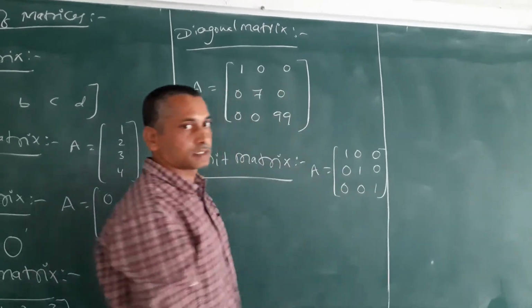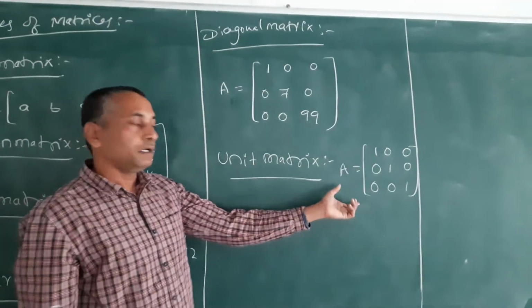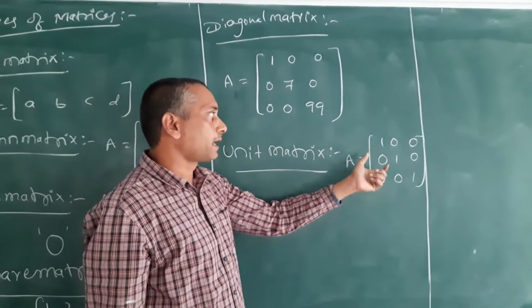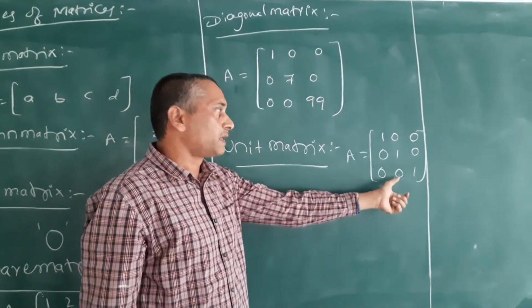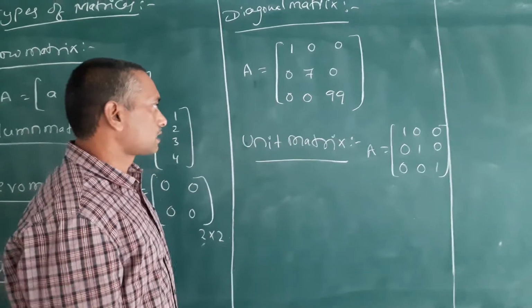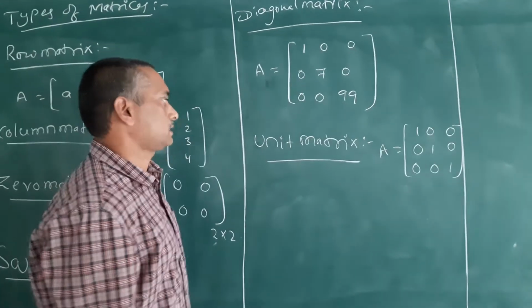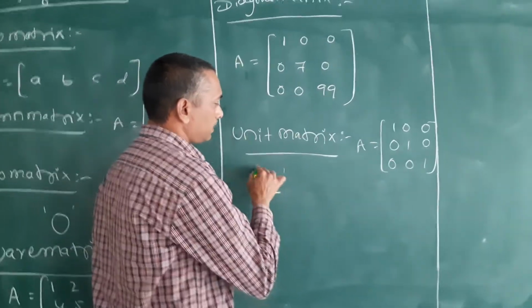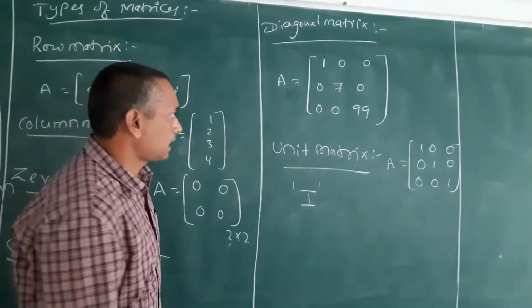What is unit matrix? In a diagonal matrix, if all diagonal elements are unity, then it is called a unit matrix. It is also called an identity matrix. It is represented by I. Next, scalar matrix.